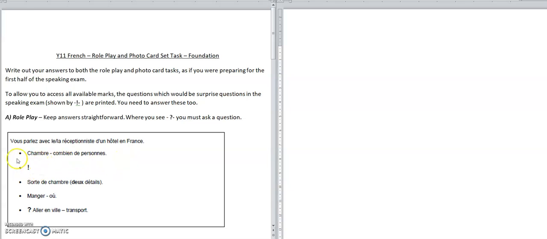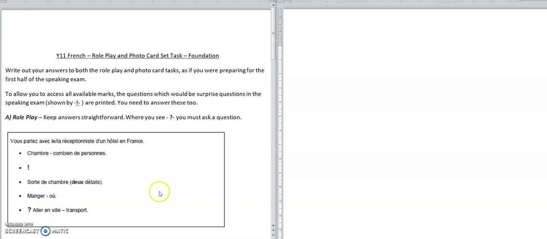You've always got one surprise element. You can think about what's likely to be asked at that point, but other than thinking about possibilities, there's not a lot you can do about that until you're in the exam. You always have a question to ask as well. The question mark means you're the person asking the question. It's not always the last bullet point, but there is always one on there.